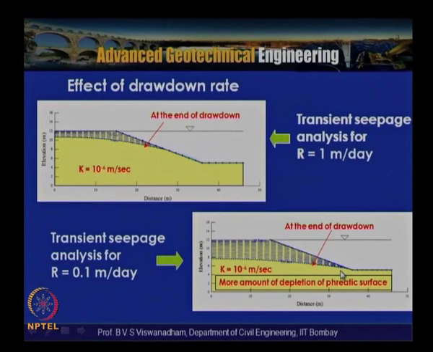Now, when you have slow drawdown, here R1 is 1 meter per day and R2 is 0.1 meter per day. You can see that at the end of the drawdown there is a depletion of the phreatic surface. This is because the dissipation of the pore water pressure takes place simultaneously while the drawdown is happening.